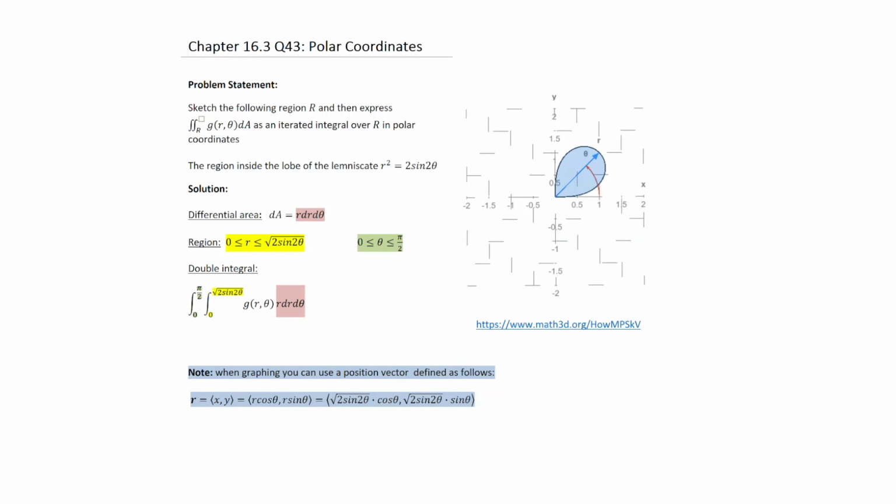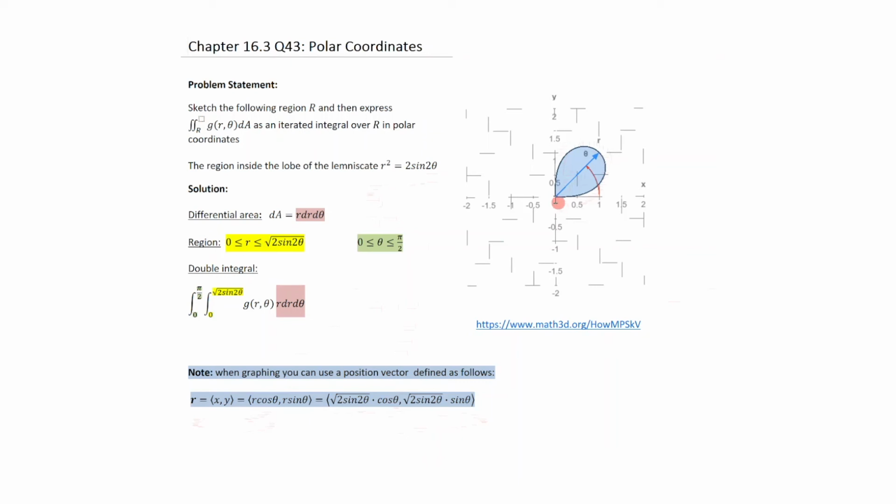So we need to graph that. I made a note at the bottom. If you wanted to graph this, you can create a position vector, x, y. Because we're dealing with polar coordinates, that would be r cos theta, r sine theta, and r is already defined. If you take the square root, r becomes the square root of 2 sine 2 theta. If you were to graph this as a function of theta over the full range of theta, then you'd be sketching out this region that you see here.